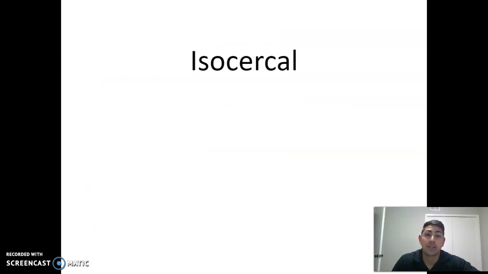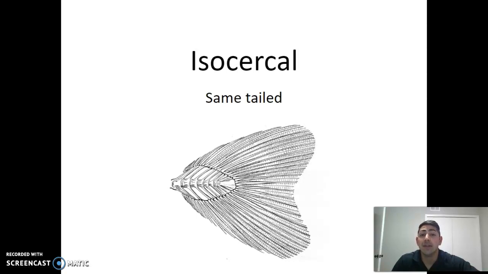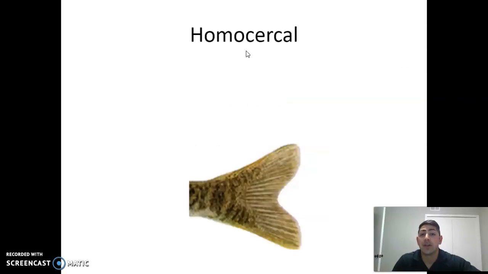So now we're going to go over a few of the ways that you're going to see the prefixes, suffixes, and roots used. So we learned about iso and cercal, iso meaning same, and cercal meaning tailed. And so here's a picture of an isocercal tail or caudal tail. Here's a homocercal, which means same tail, and notice that these two are very similar.